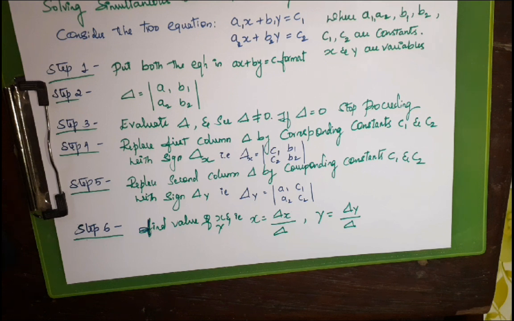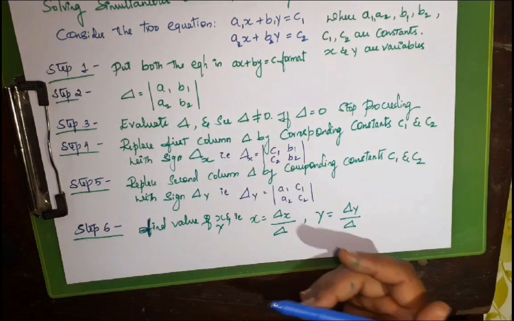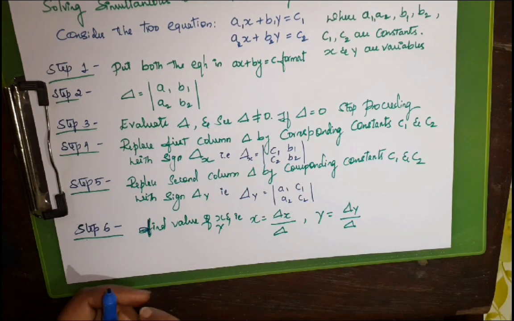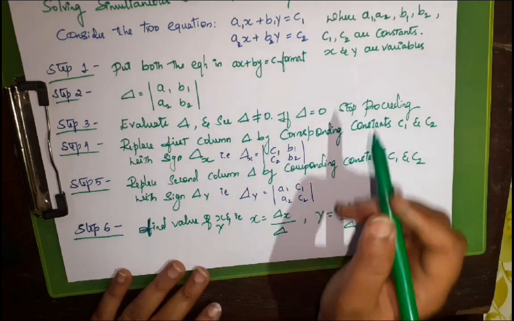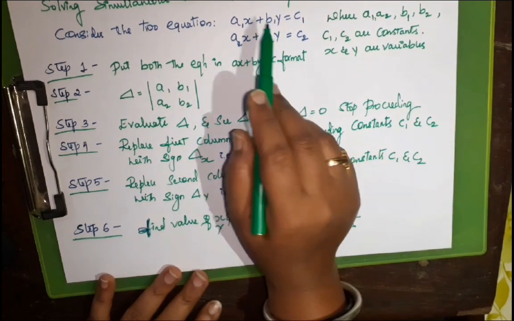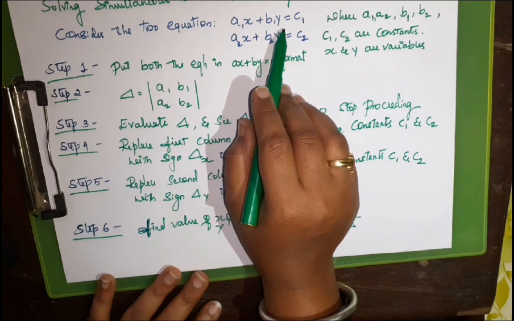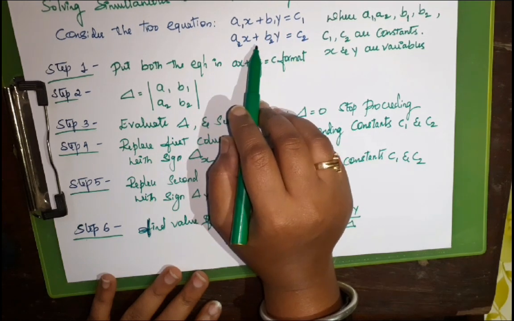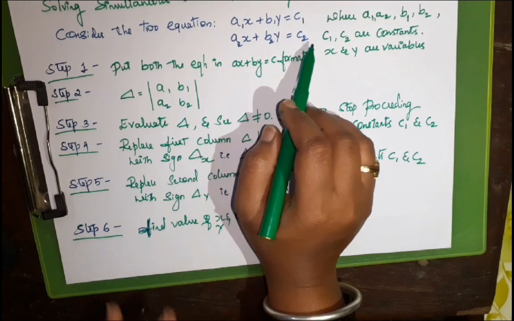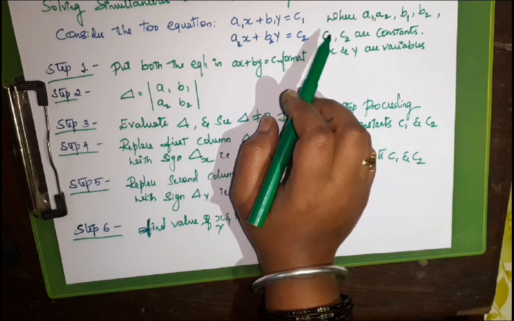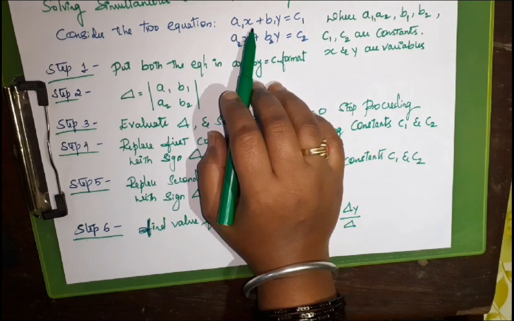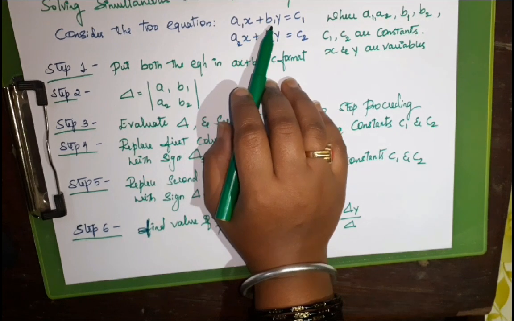Here there is a procedure to solve the sum under Cramer's rule. I have mentioned the steps. First, we have to consider the equations. The equations will be in this format: a1x plus b1y is equal to c1, a2x plus b2y is equal to c2. I have given only two equations, consisting of two variables.